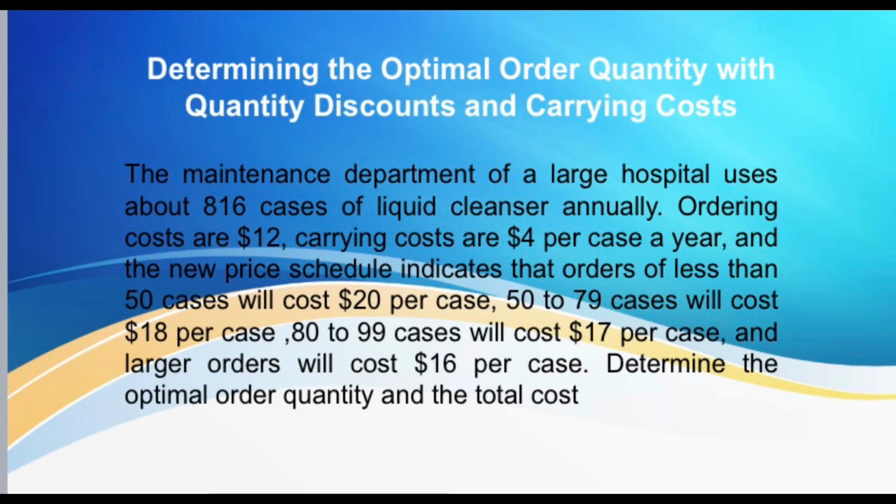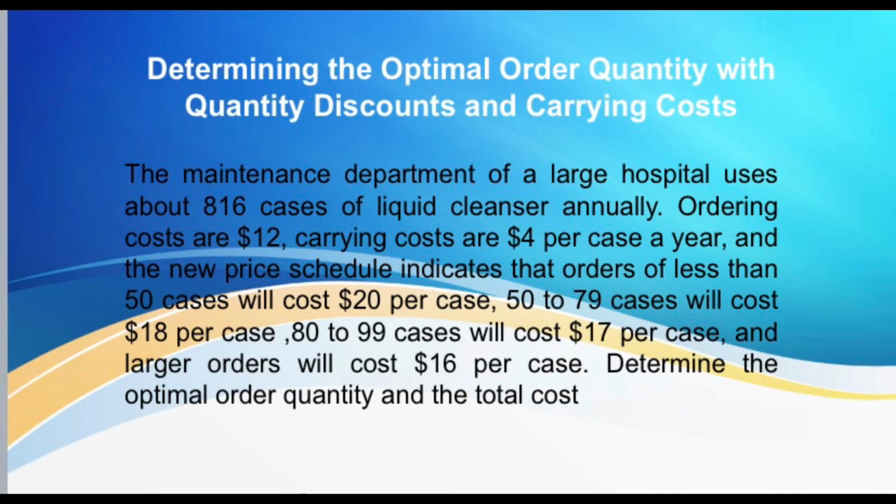So let's analyze a real-world case in determining the optimal order quantity while considering the ordering cost, carrying cost, and quantity discount. The maintenance department of a large hospital uses about 816 cases of liquid cleanser annually. The ordering cost is $12, for deliveries, transportation, etc. Then the carrying cost is $4 per case a year. So since the order is small, the carrying cost or stock cost is lower.